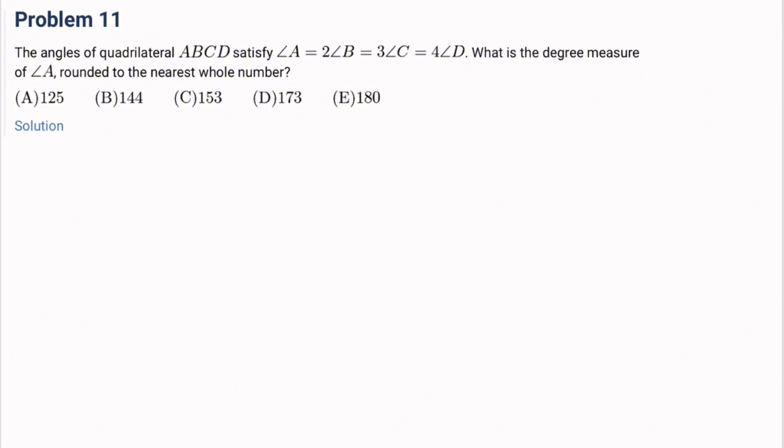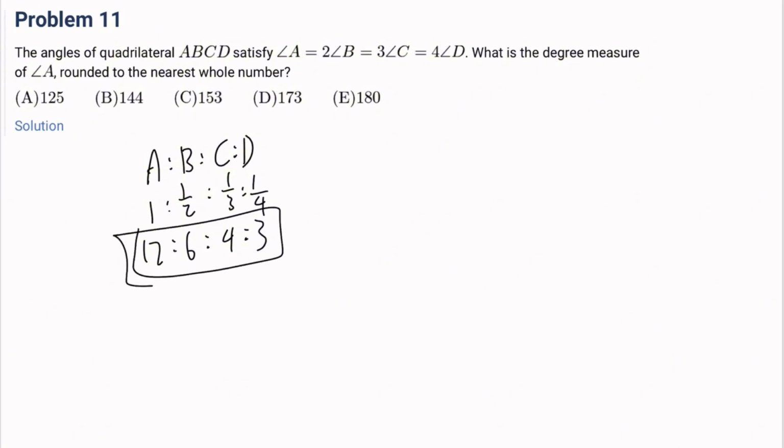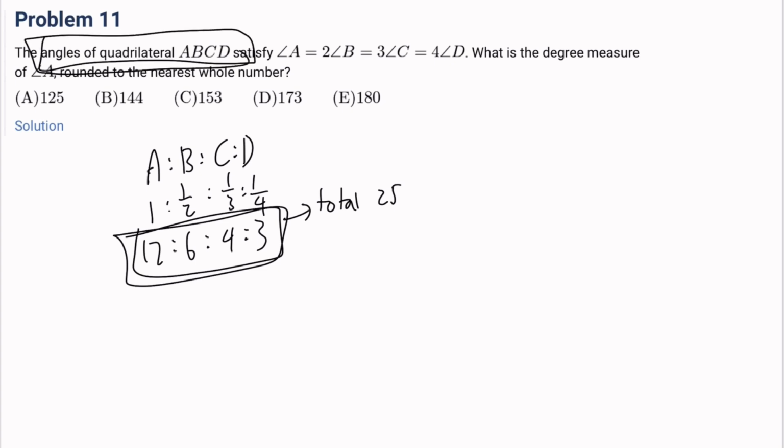Number 11, the angles of quadrilateral ABCD satisfy A equals 2B equals 3C equals 4D. What is the degree measure of A rounded to the nearest whole number? Okay, so if we just look at the ratio of the angles, A to B to C to D, that's going to be equal to 1 to 1 over 2 to 1 over 3 to 1 over 4, right? And so that equals 12 to 6 to 4 to 3. If we just look at these numbers, then these have a total of 25, right? But since they are the angles of a quadrilateral, they have to total 360, right?